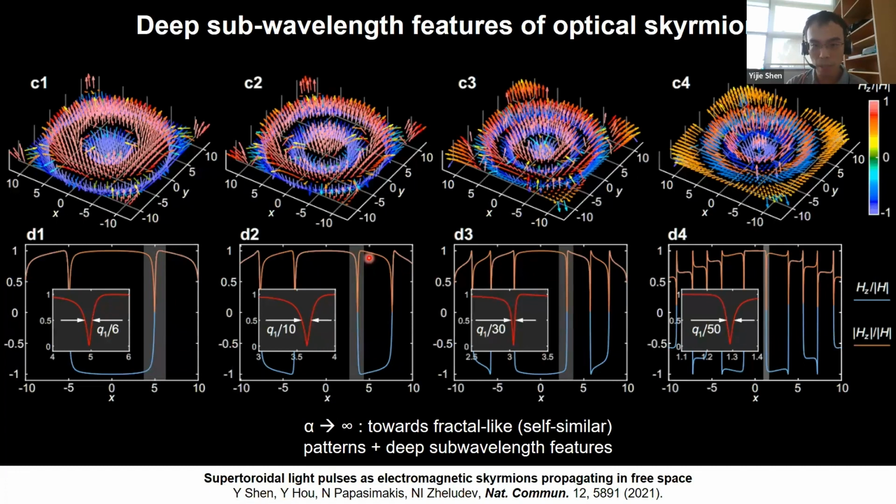sub-wavelength scale, right? And please note that I use Q1 rather than lambda. Q1 means the single-cycle wave limit. It's a very short and very small region. And if this feature can be characterized and controlled with the super-toroidal order, this must be very useful for resolution enhancement in optical metrology and related technology.